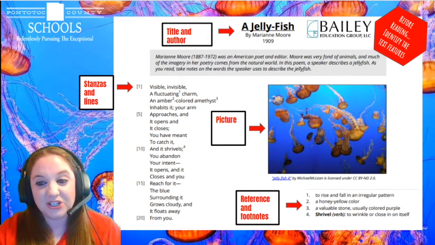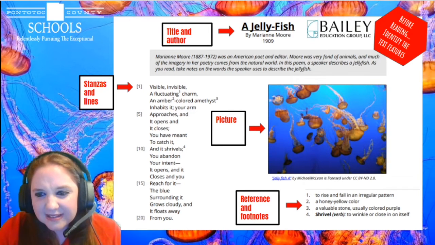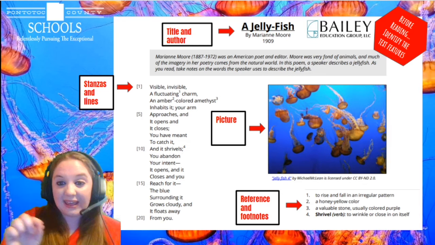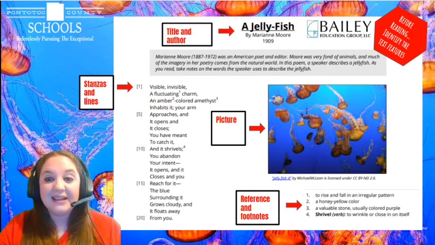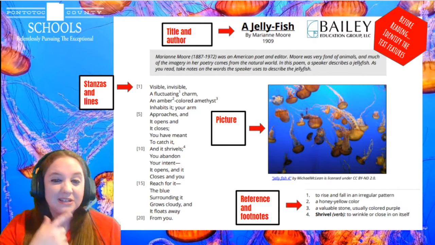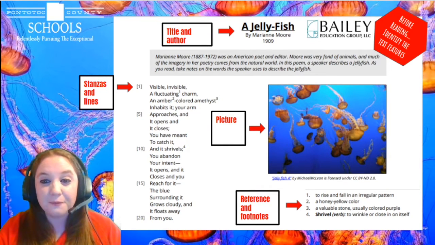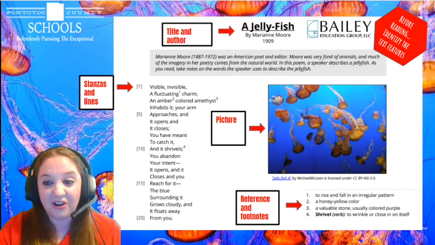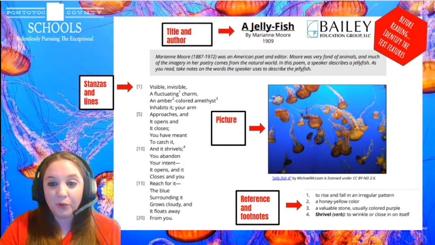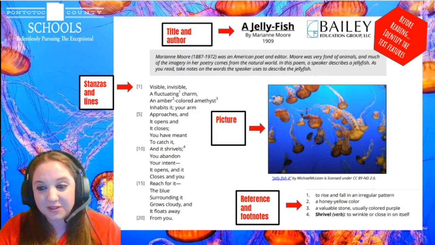The next text feature is a reference and footnotes. You might see some tiny numbers written in the lines in the poem. These numbers are next to words that you might be unfamiliar with. The footnotes are very important to a reader because they tell us what the meaning of these unfamiliar words are. Notice that there are 4 words and 4 footnotes.